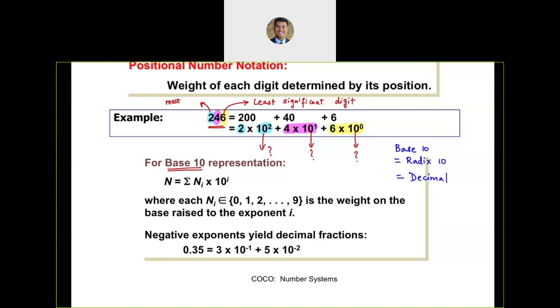This is in the general case. How about negative exponents? So all of that was for 0, 1, 2, i is increasing from 0, right? So you can say i is greater than or equal to 0 here, an integer. How about going negative? Well, when you go negative, you essentially get the fraction part, decimal fractions. So if you have a number like 0.35, you can represent that using this positional significance.